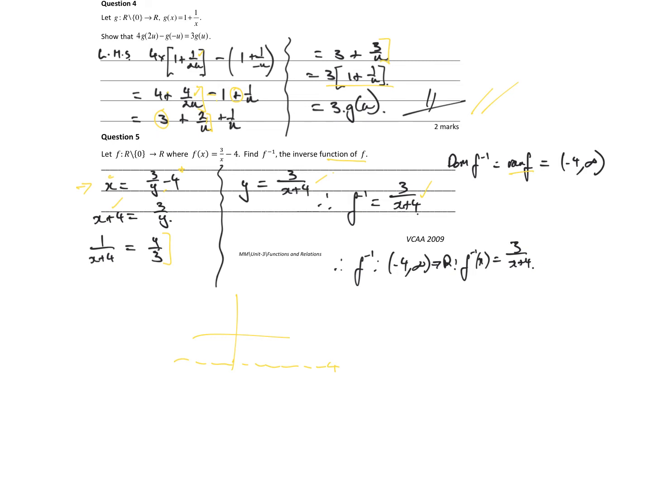What are we going to do? At x equal to 1, say, I get 3 minus 4, which is negative 1. So I might go something like that. Yeah, that's my asymptote at y equal to negative 4. So the range of that particular graph is from negative 4 to infinity, which is going to be the domain of my inverse.